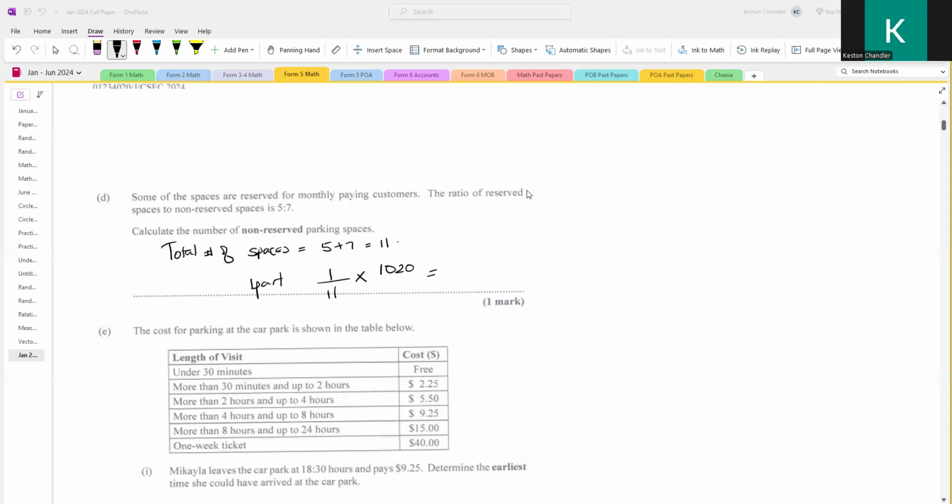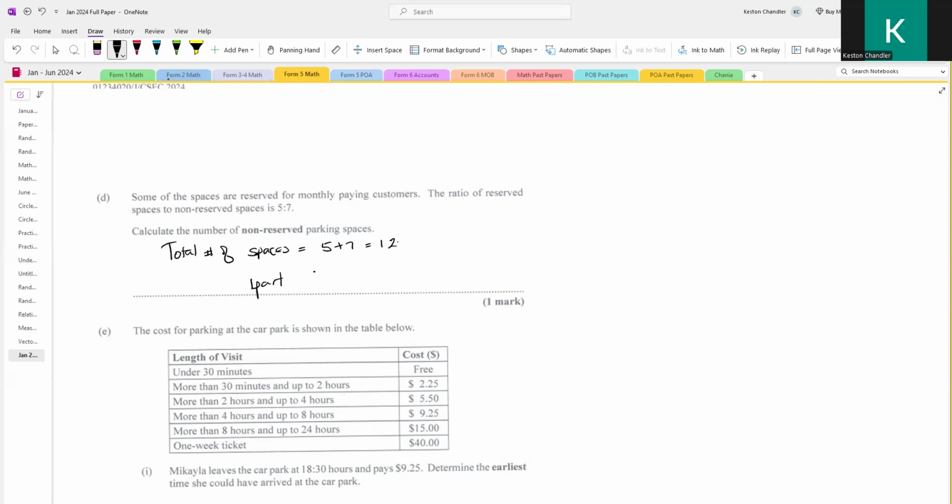The ratio of reserved spaces to non-reserved spaces is 5:7. That's a total of 12, not 11. So the total number of parts in our ratio is 12. Anytime you have to work in ratios, you always add the ratios up together, and that tells you the number of equivalent parts. So we have a total of 12 parts.